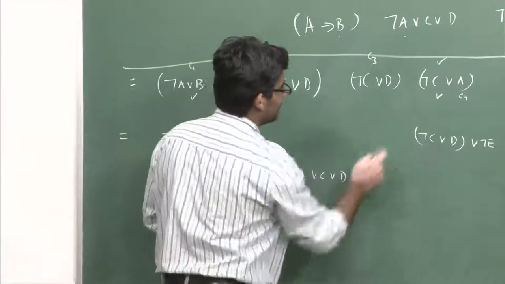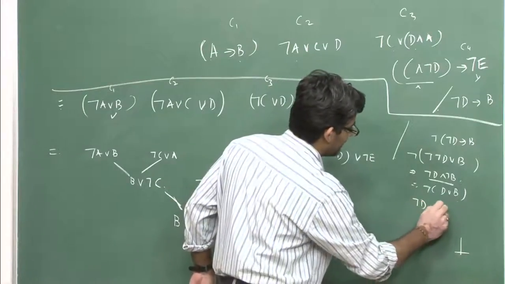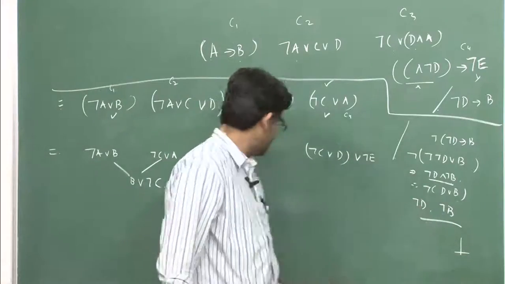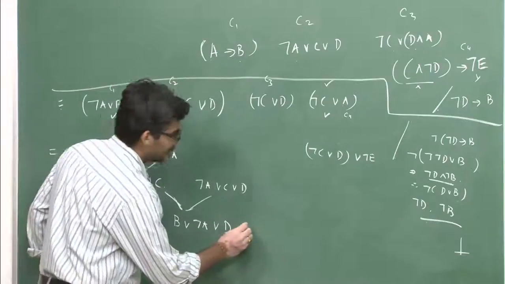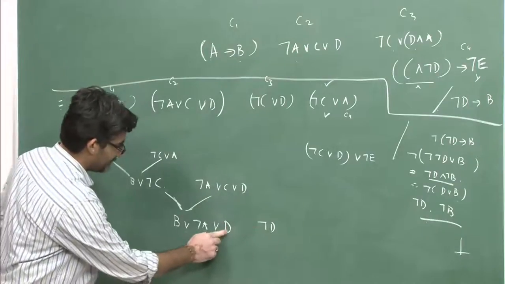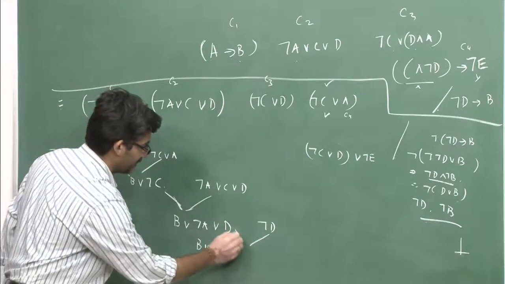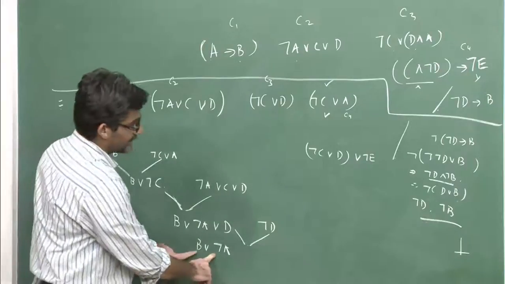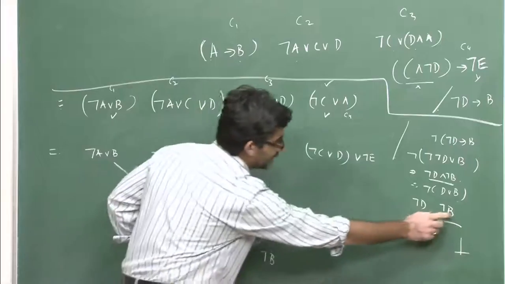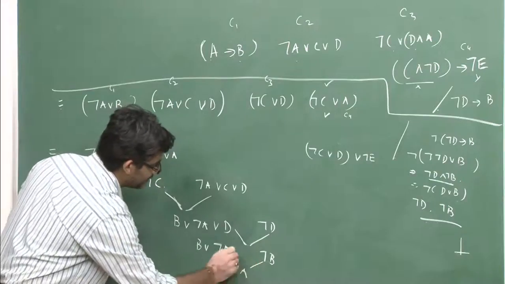So now observe these two things. Here we have not D and you have not B. So not of D or B means not D, not B. Now applying resolution principle on D, you will get B or not D. So this is what you get. Now once again applying the resolution principle on not B, which is there already, the B and not B go away and then you will get not A.